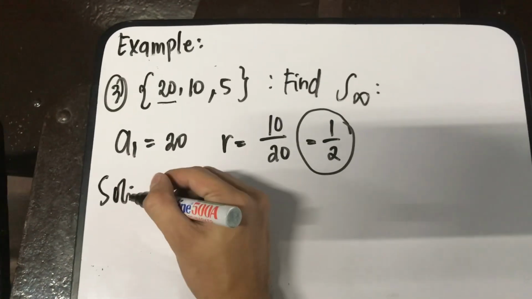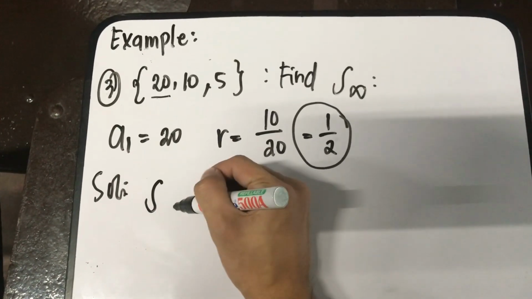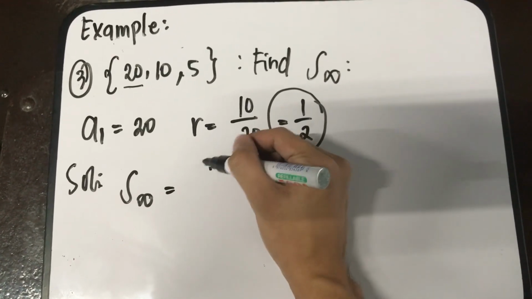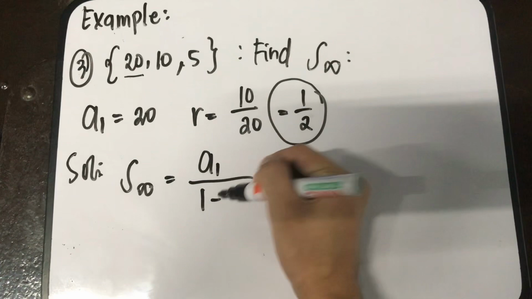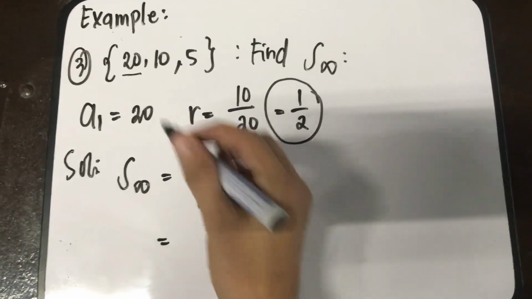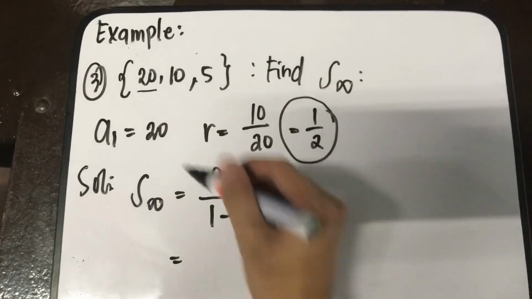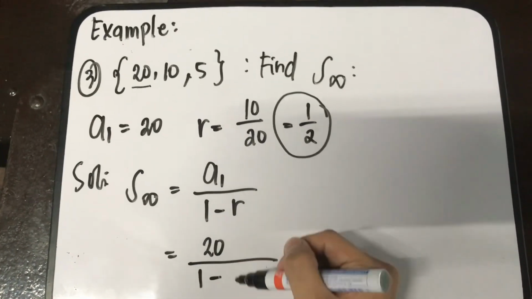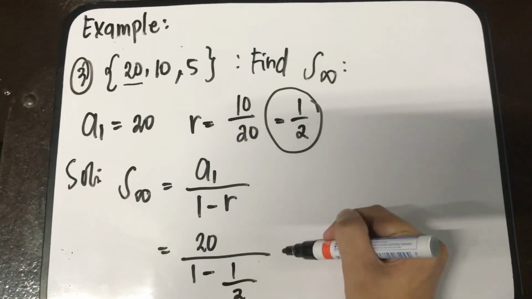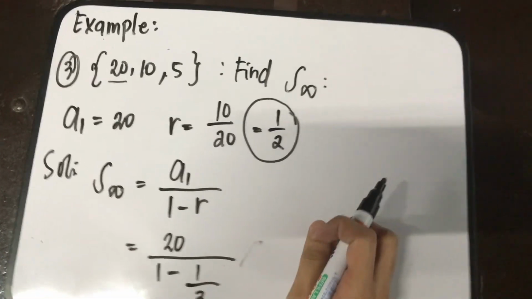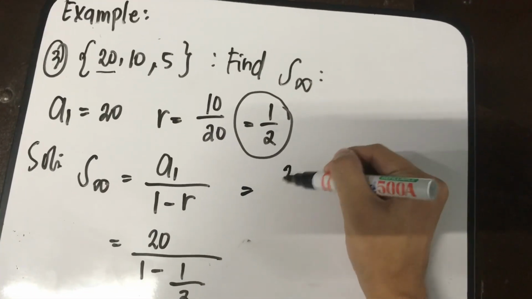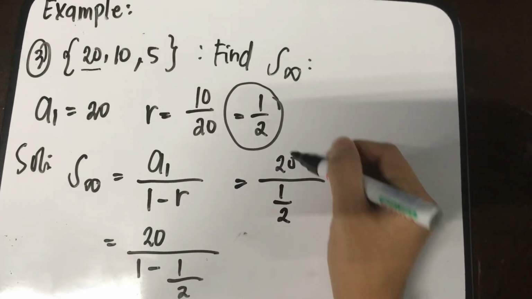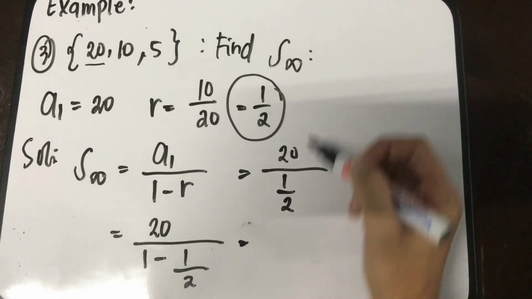Okay. So our solution, using the formula of infinite geometric series, we have S sub infinity is equal to a sub 1 over 1 minus the common ratio. So substitute lang natin yung mga given natin. Our first term is 20 over 1 minus the common ratio of 1 half. Okay. So we have 20 over 1 minus 1 half, that is 1 half. And now, 20 divided by 1 half.